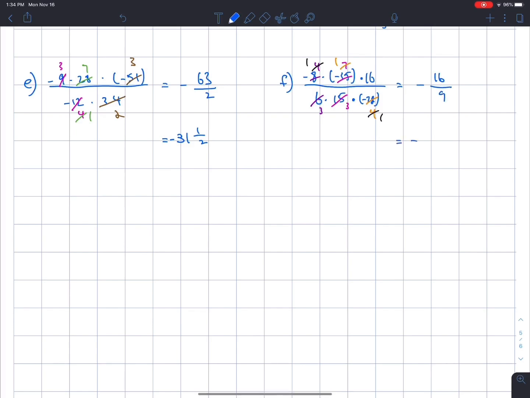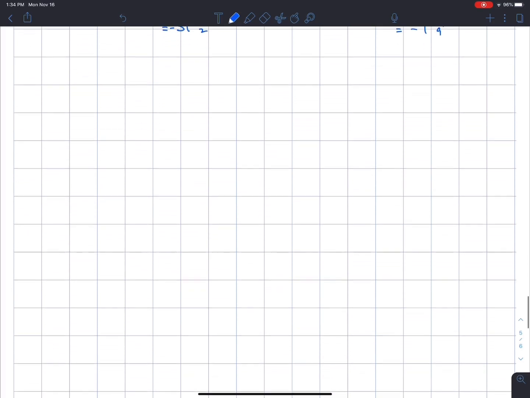Change it back into a mixed fraction. 9 goes into 16 just 1 time. And 16 minus 9 is 7. So we have a remainder of 7. Okay, and then moving on to G.